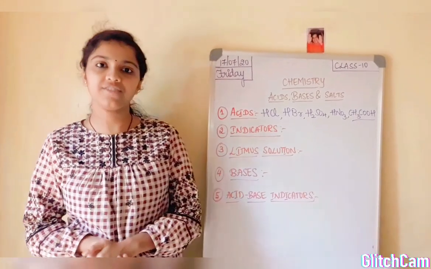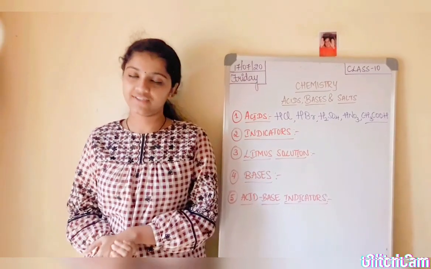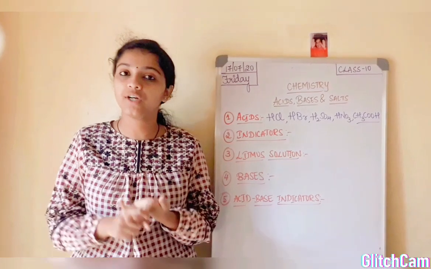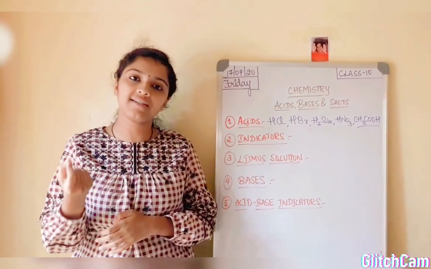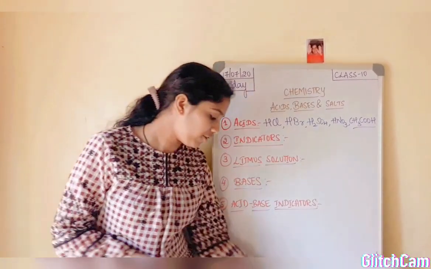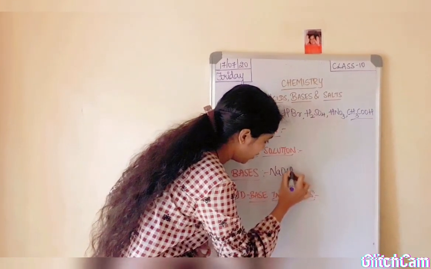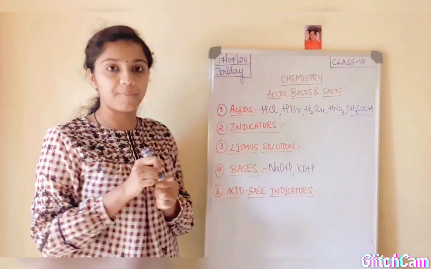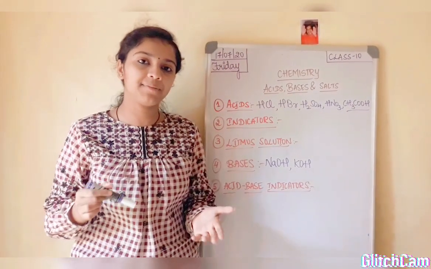Bases are those substances which change the red litmus solution to blue. Bases are bitter in taste. For example, they are found in bitter gourd extract, in neem extract, in cucumber extract and also in washing soda solution. Bases are those substances which dissociate in aqueous solutions to form OH minus ions. For example, NaOH, KOH. So these are the examples of bases. Bases are bitter in taste and they change the red litmus solution to blue.